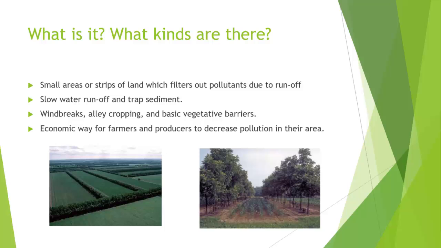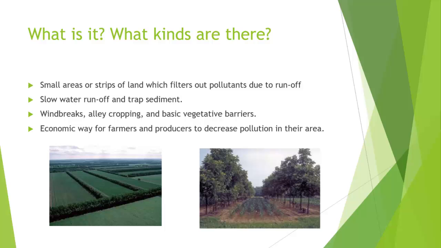Buffers remove 50% or more nutrients and pesticides. They can remove 60% or more pathogens and also 75% or more sediment. Trapping pathogens and preventing pollutants from windy areas is a big thing as well for buffers. Buffers can include things called windbreaks, alley cropping, and just basic vegetative barriers.